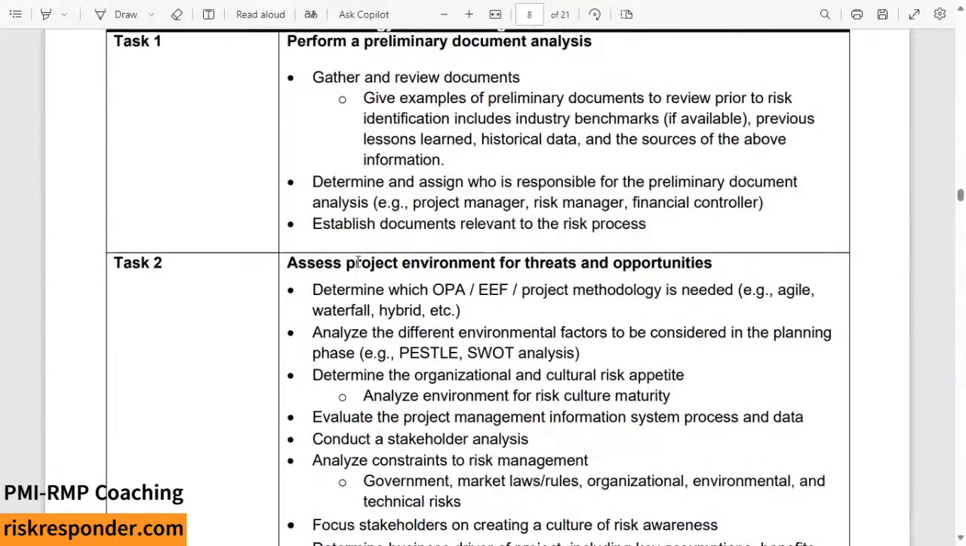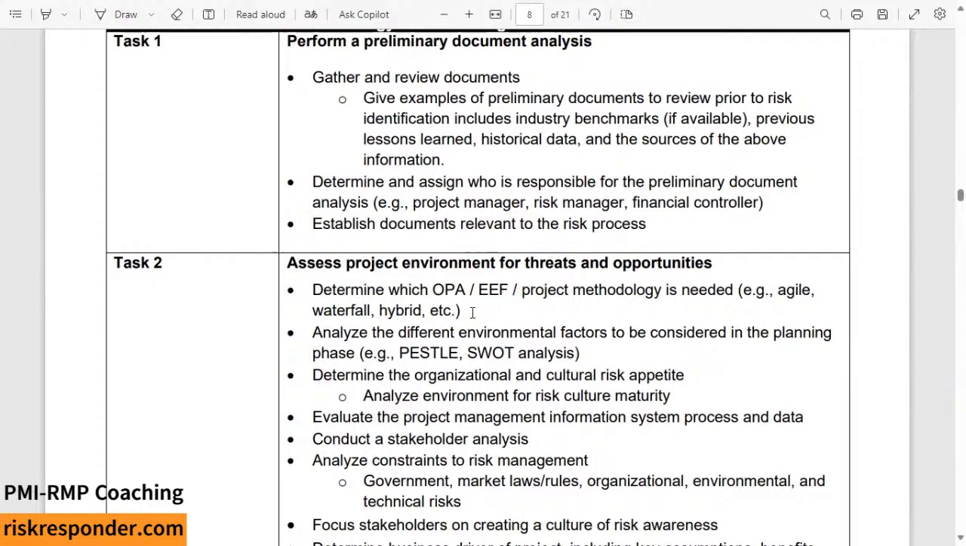Secondly, task 2 says assess project environment for threats and opportunities. Well, this is a no-brainer. We do this all the time. Even when you step out of the house to drive to work, you're always assessing the world around you. So this is just making it official, right?